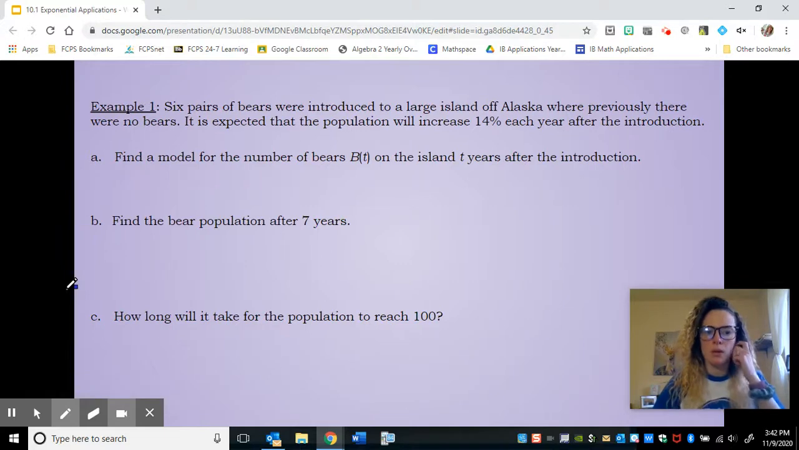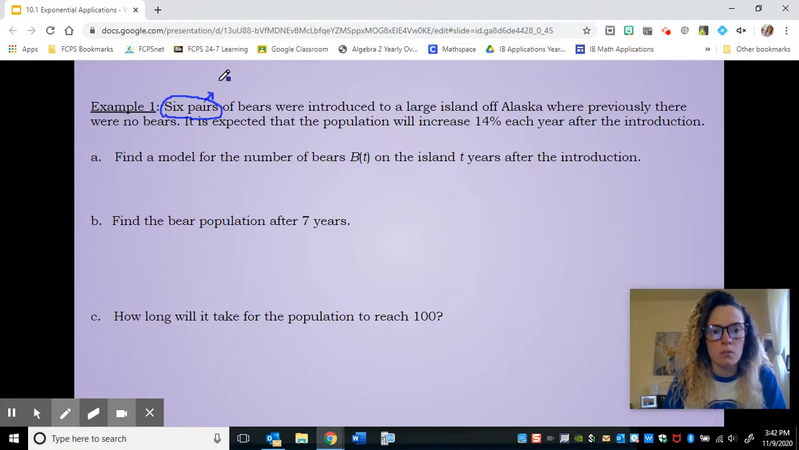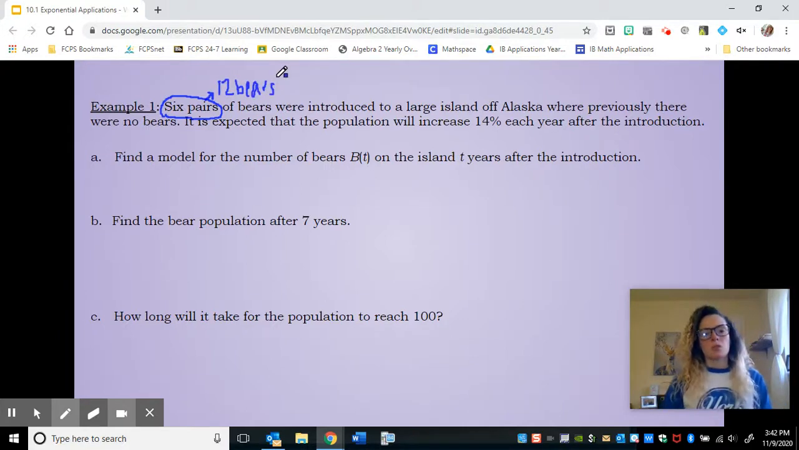Right, example number 1, we have 6 pairs of bears. So actually, even before I get further into this, I'm going to note that 6 pairs, pair meaning 2. So I'm actually talking about 12 bears total. So 12 bears were introduced to a large island off Alaska where previously there were no bears. So we now know that these are the only 12 in existence on this island.